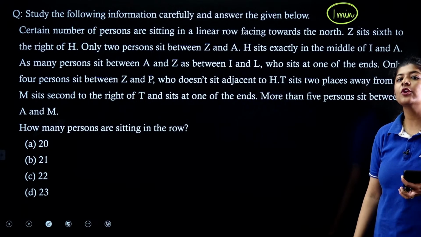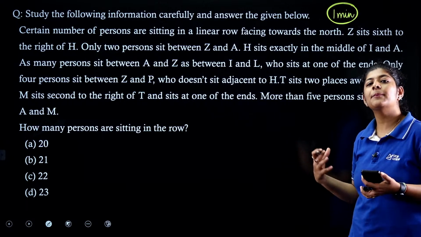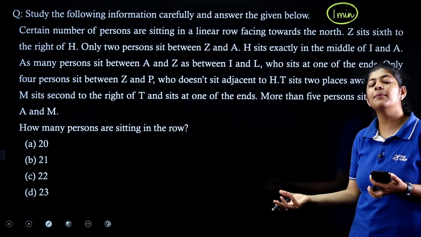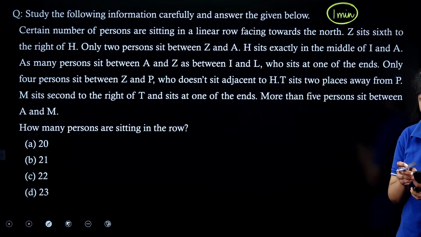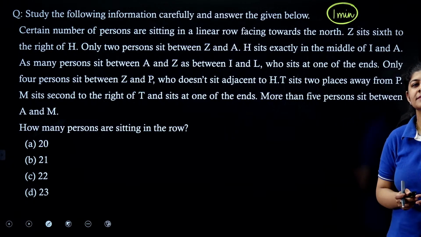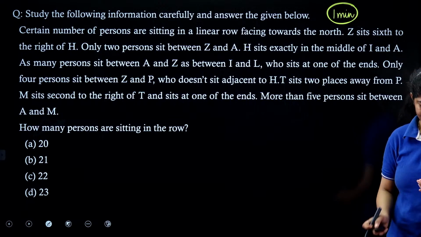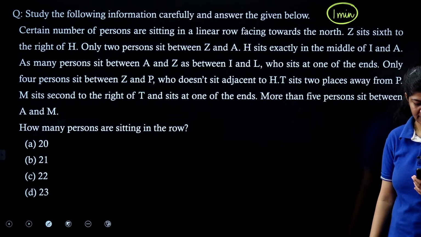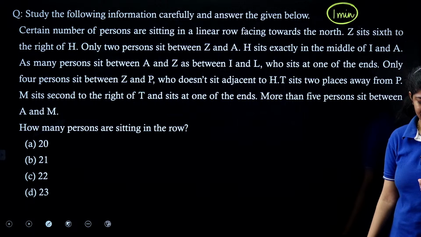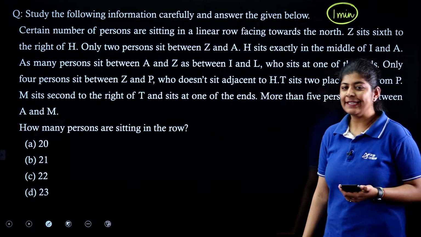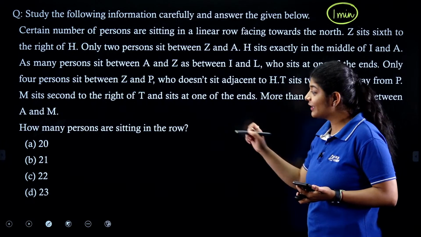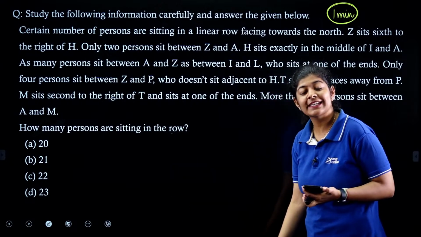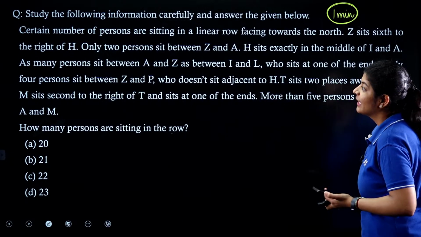It's a very simple one. All you need to do is make the possible cases and check the possibilities in it. The question is simple. It says that a certain number, again the number is not fixed. We need to figure out how many people are sitting in the row. That's the first question, right?